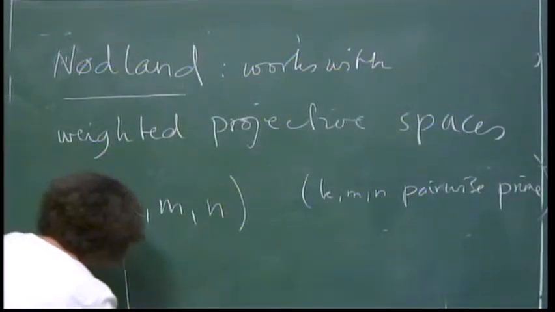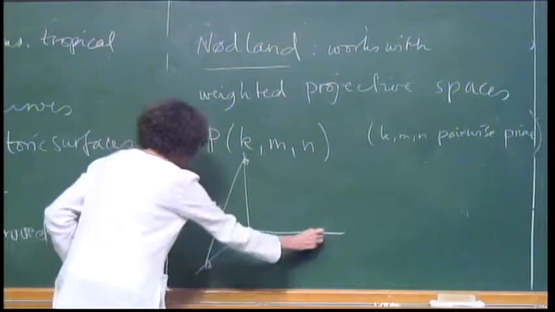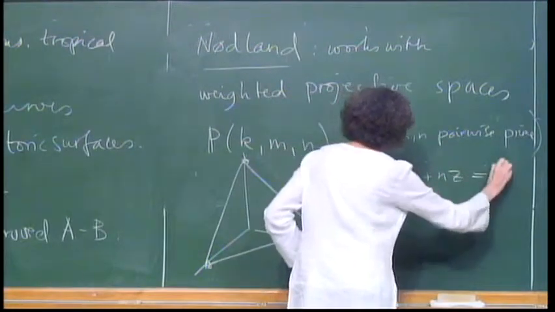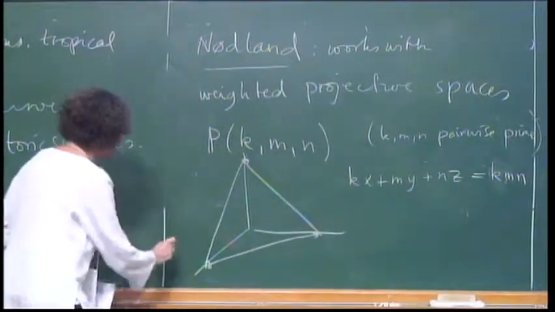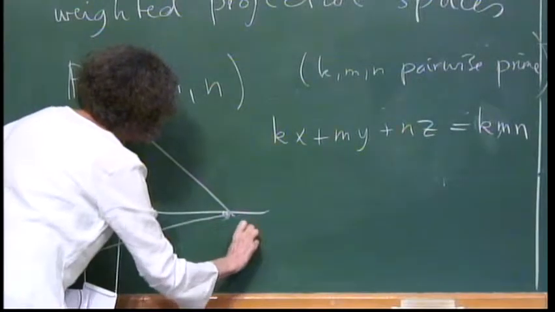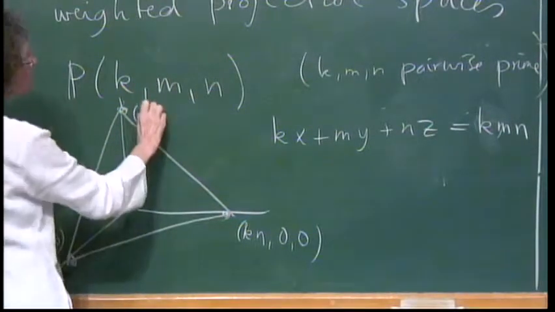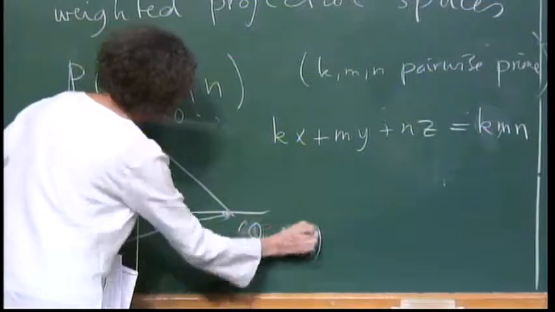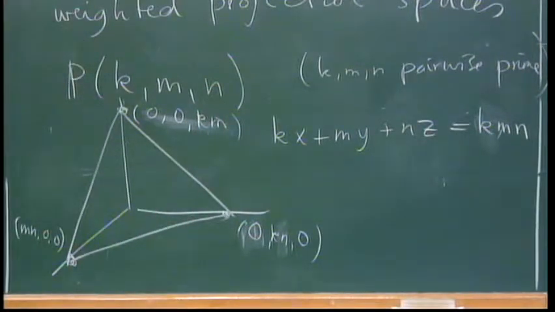So what you do is you look at 3 points. This is going to be the plane kx plus my plus nz equals, sorry, not zero, kmn. And then you have the points (mn, 0, 0), (0, kn, 0), and (0, 0, km). Okay, so those are the intersections with the axes.